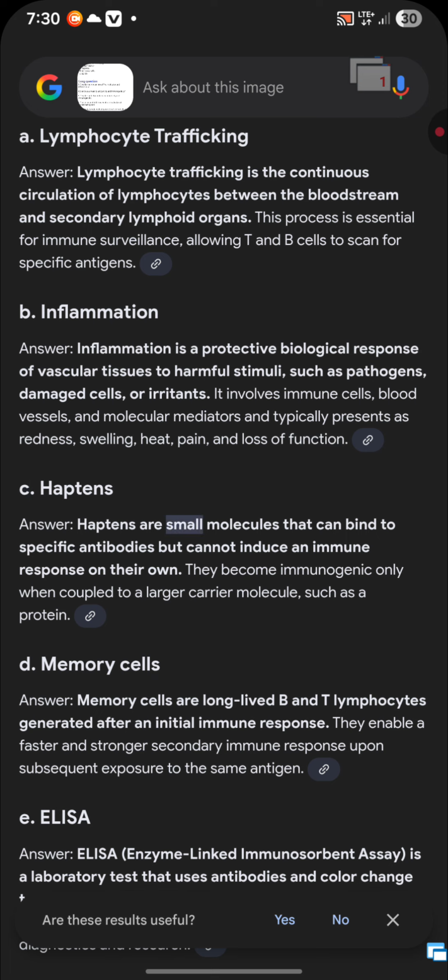C. Haptens. Answer. Haptens are small molecules that can bind to specific antibodies but cannot induce an immune response on their own. They become immunogenic only when coupled to a larger carrier molecule, such as a protein.